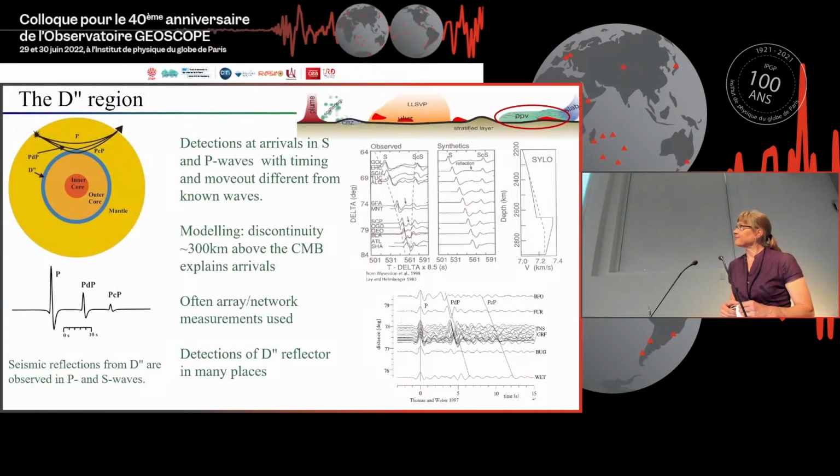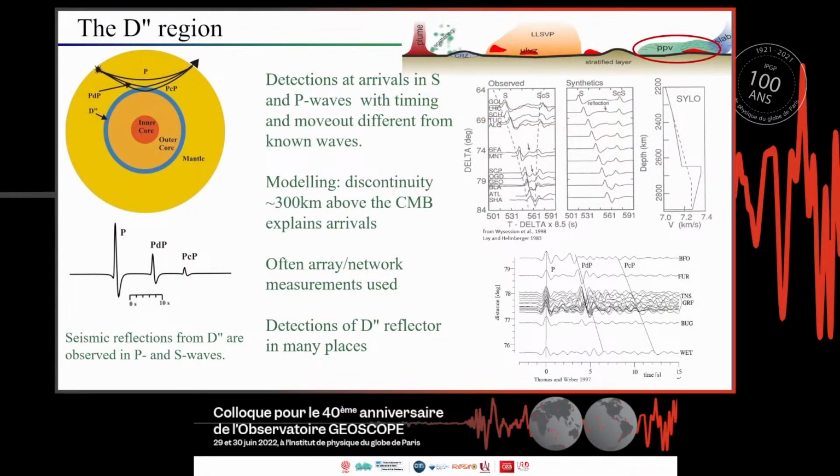Looking at the D-double-prime reflector, there was actually evidence for a difference in velocity structure already in the 60s, but then in 1983, Lay and Helmberger found waves arriving between the S wave and the core reflection ScS. I have a picture up there of P and PcP, but it's the same for the S waves. And they went out to model this reflection with a layer about 300 kilometers above the core-mantle boundary. And you could sort of reproduce that reflection that we see.